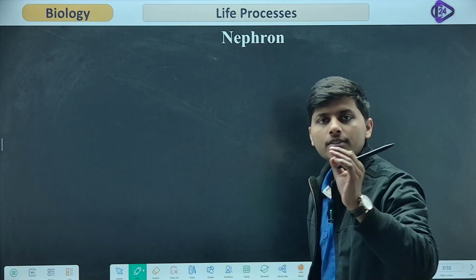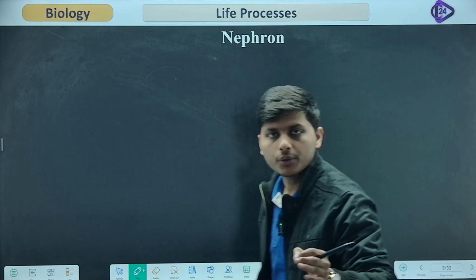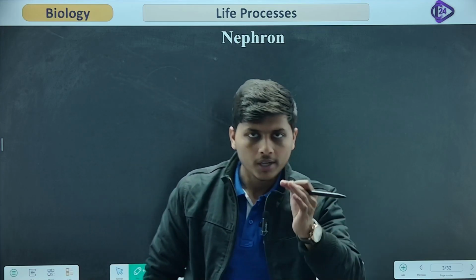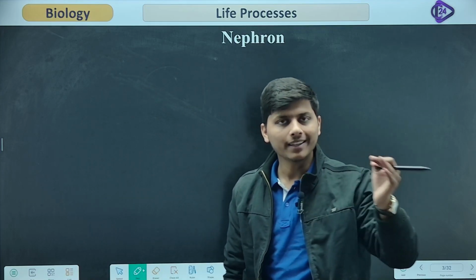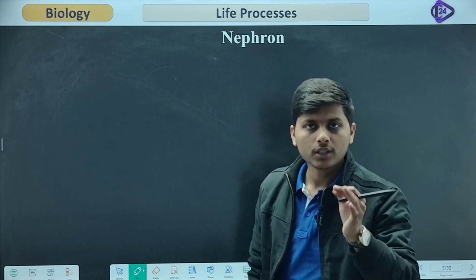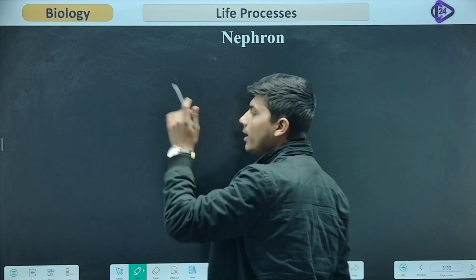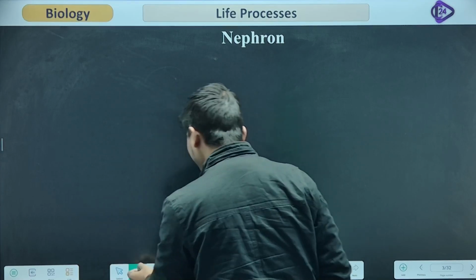We will discuss the structure of the nephron, the most important question in terms of the 10th board exam. Draw the structure of the nephron. We will simplify the structure. In NCERT, the structure looks complex, but we will study it in a very simple way. Now, let us draw the structure in sequence.